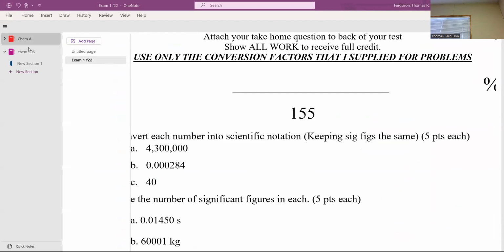Okay, so your test is going to be what we've been studying: sig figs, scientific notation, conversion, and then dimensional analysis. Dimensional analysis is the hardest part of the test. You probably already know. So let's go over this test.